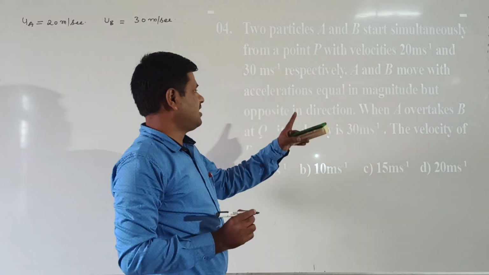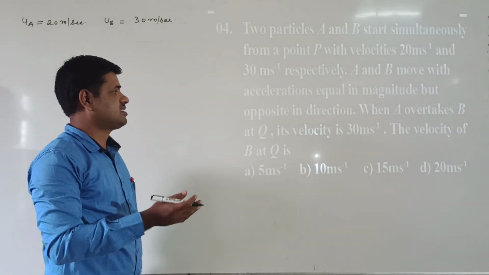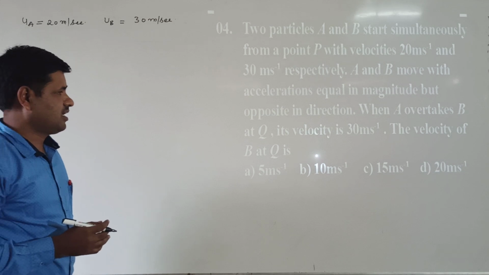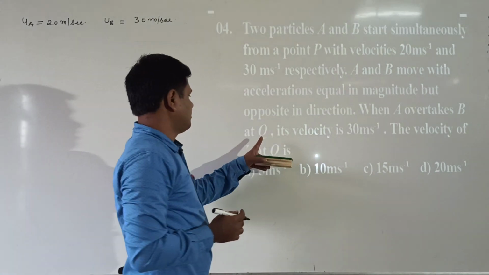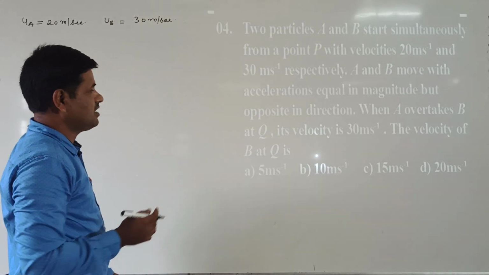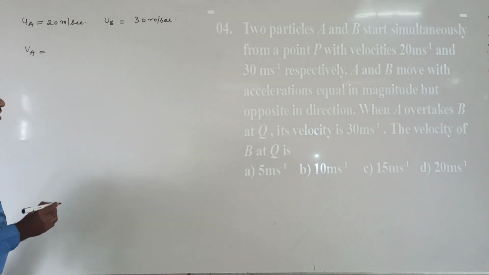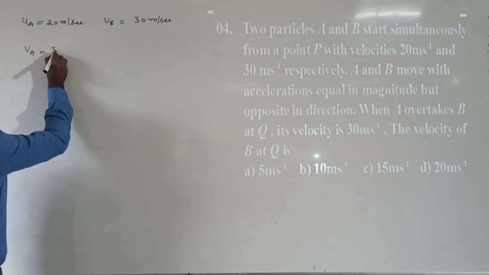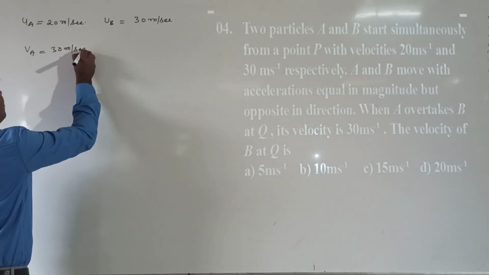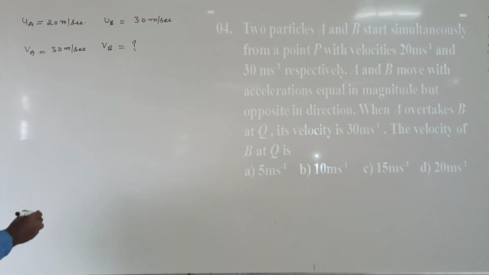Now here the accelerations are equal in magnitude but in the opposite direction. Means one is taken as positive, the other is taken as negative. When A overtakes B, its velocity is 30 meter per second. Means A's final velocity is given. That is what is given here, 30 meter per second. Now what is B's velocity? That is the question. Both are traveling the same distance.